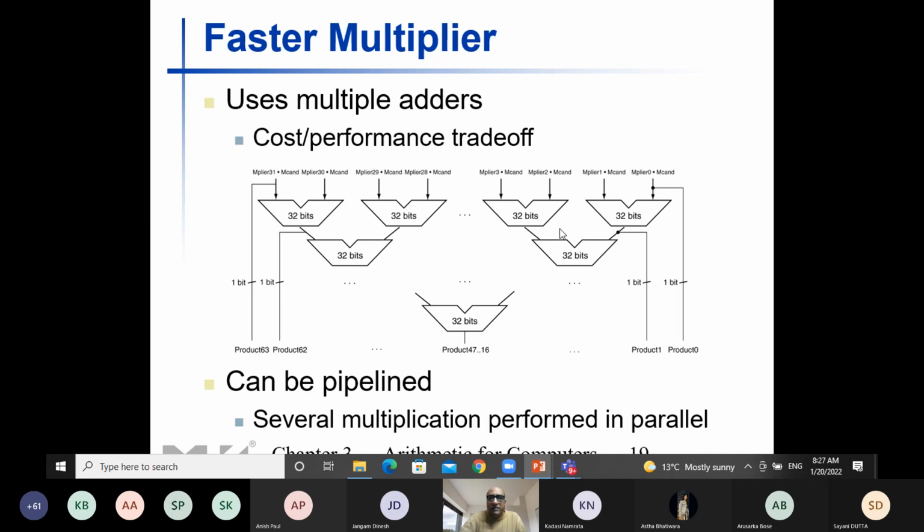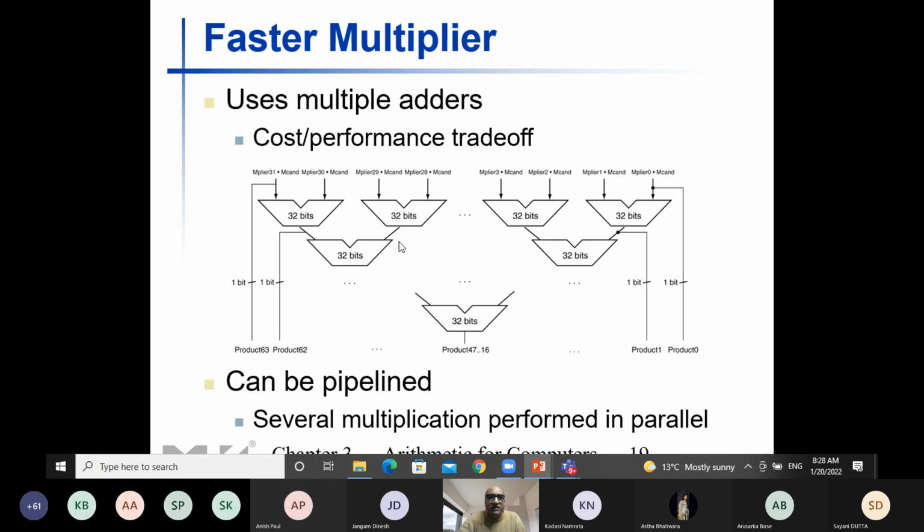multiplication, right? In that case, you are arranging the adders in a hierarchical way, where for 32 bits, initially 16 adders will be placed over here. Each adder will take two inputs. So for a 32-bit multiplication, this will take two inputs like multiplier 0 bit multiplied by multiplicand, multiplier 1 bit multiplied by multiplicand. Likewise, to take care of the 32 bits, 16 adders are required here.